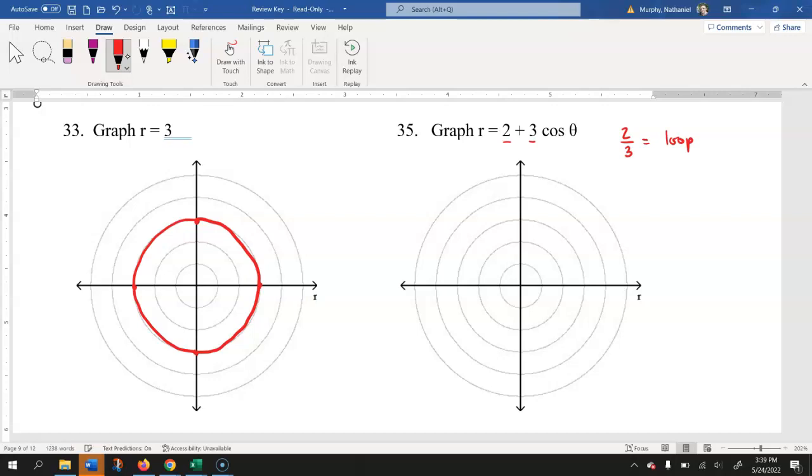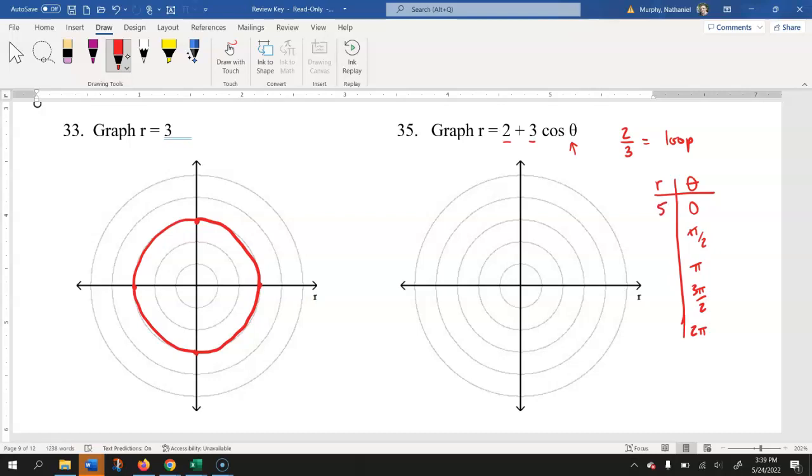loop. And to figure out those coordinates, I'm going to create a table of values, where for theta, we're going to use our key points here at 0, pi over 2, pi, 3 pi over 2, and come back full circle back to 2 pi. So when we put these values in for theta, we're going to simplify. So the cosine of 0 would be 1. So then we'd have 2 plus 3, which would be 5.